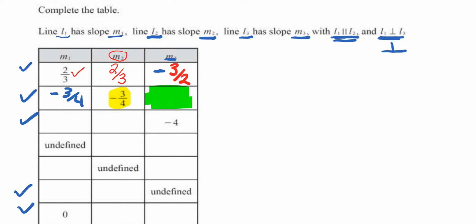All right, for the third row, we're given a slope of -4. So for the parallel case, the slope has to be the same, -4. Since the perpendicular slope must be positive, and -4 is the same thing as -4/1, the reciprocal is 1/4. So 1/4 in that case.